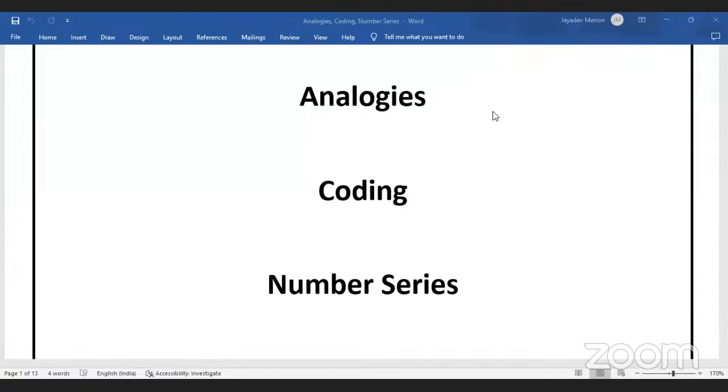Is the presentation visible? Yes, sir. Okay. So here we have three topics to discuss: analogies, coding, and number series. We will start with analogies. So any idea what analogies is about?